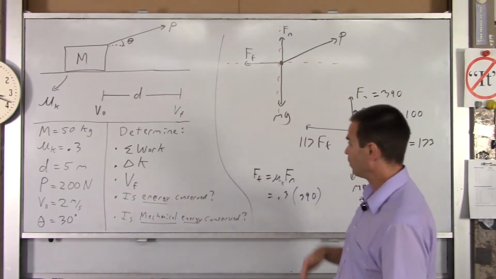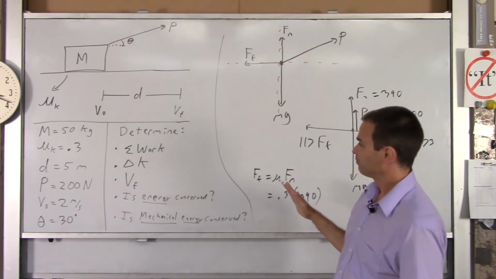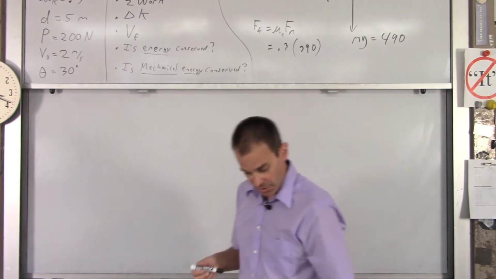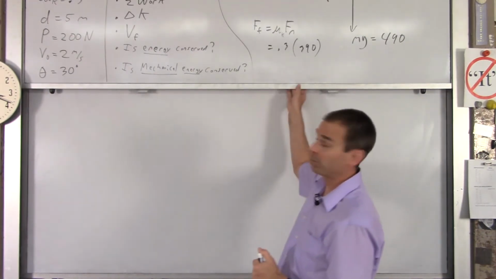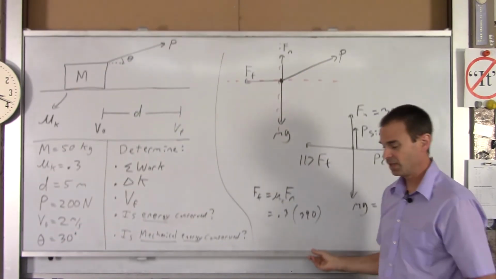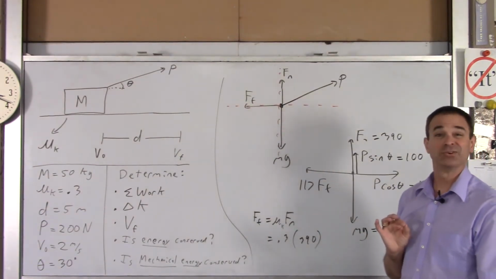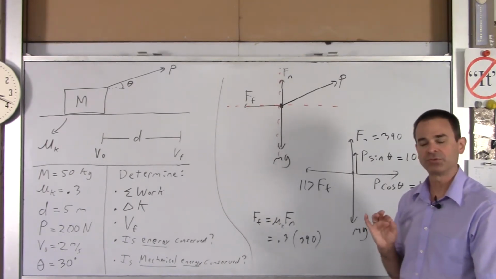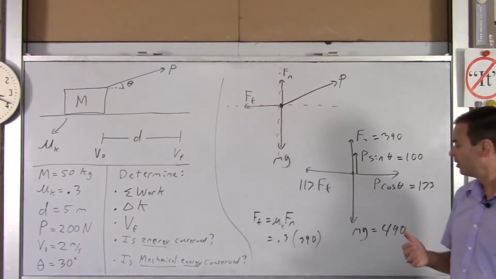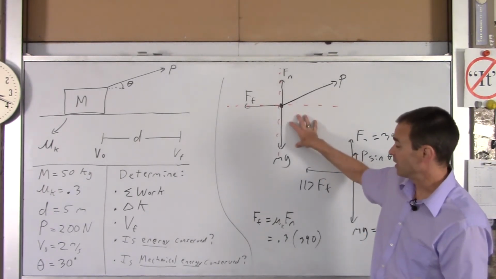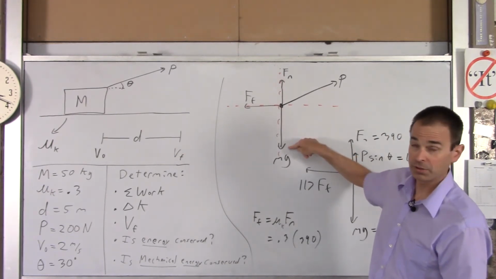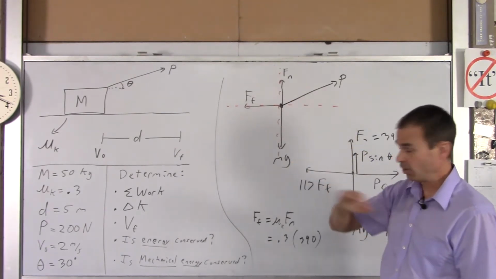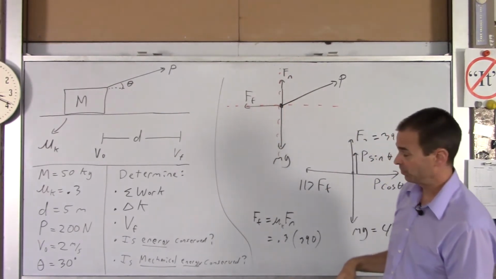So we'll start with net work. There are several forces doing work in this problem. Let's start with the forces that are not doing work. Forces only do work if some component of that force is parallel to the motion. Looking at this FBD, mg will do no work because the motion is horizontal and mg is vertical. It's perpendicular. Fn will do no work because Fn is perpendicular to the motion.